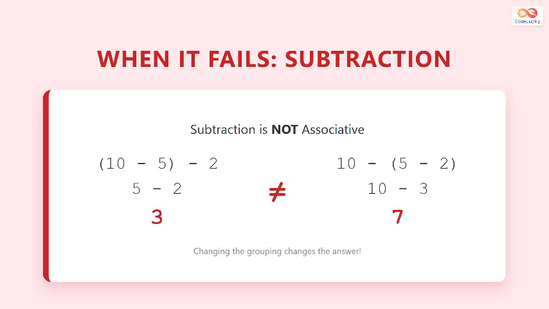However, be careful. The associative property does not work for everything. Let's look at subtraction. If we have 10 minus 5 minus 2, grouping the first part gives us 5 minus 2, which is 3. But if we group the second part, 5 minus 2 is 3, and 10 minus 3 is 7. 3 does not equal 7. So, subtraction is not associative.